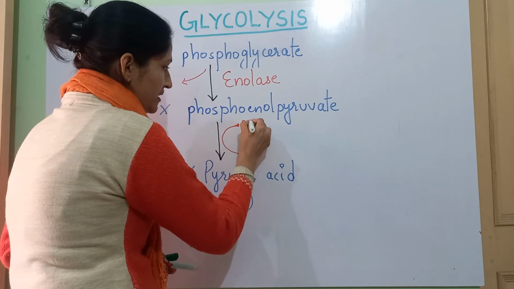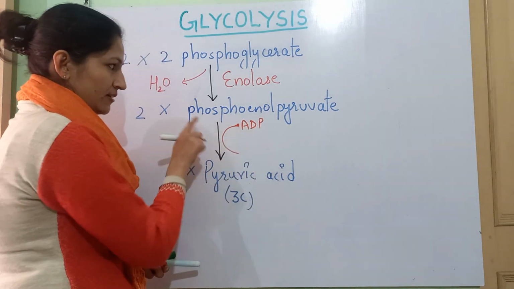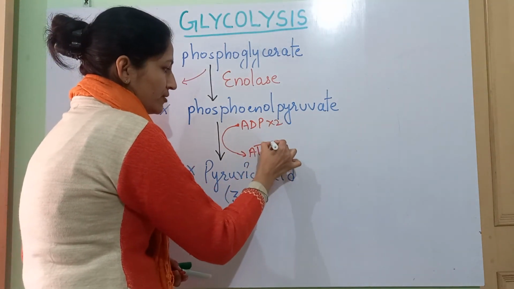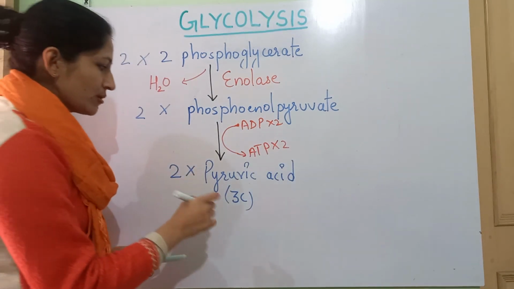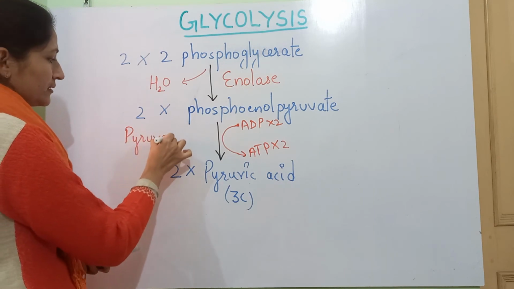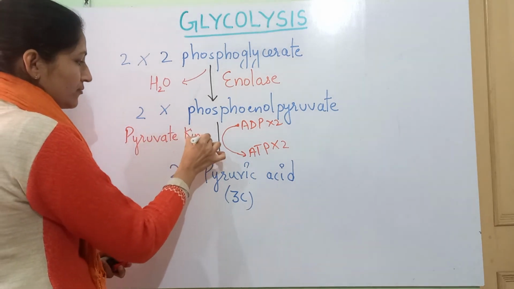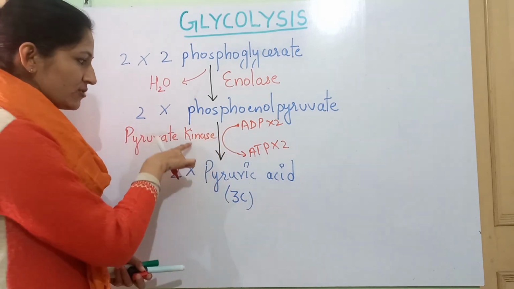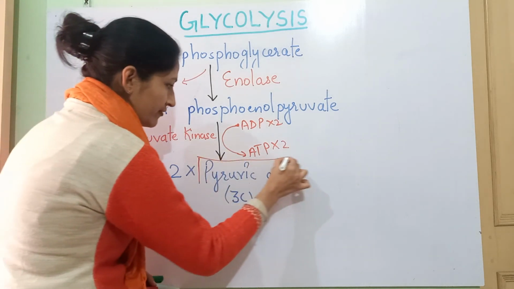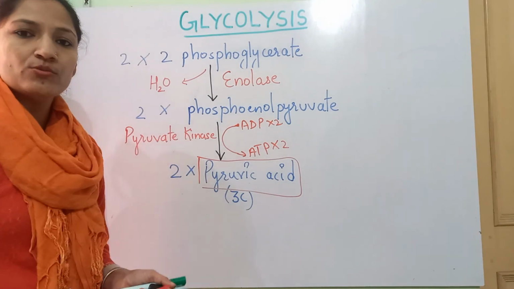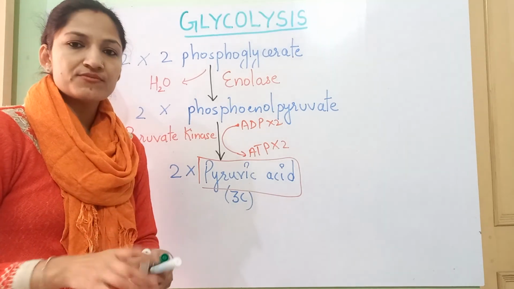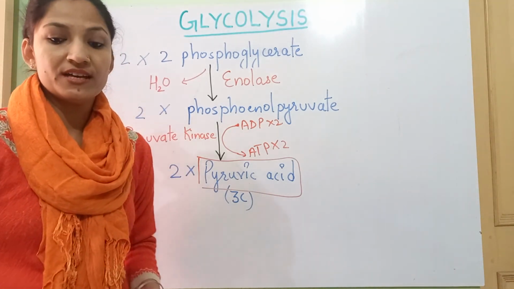ADP is going to take that phosphate and convert it into ATP. Because there are 2 molecules, 2 molecules of this are also required, and the enzyme is pyruvate kinase. Wherever phosphorylation is occurring, we are using a kinase enzyme. So this is the end product of glycolysis. 2 molecules of pyruvate or pyruvic acid we have obtained. Now we are going to see how many ATPs we have got and how many we have used.